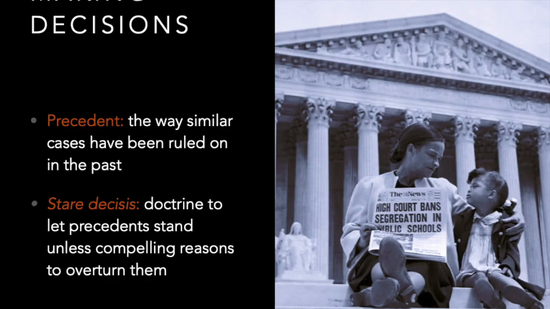Okay, moving on. Here's how the Supreme Court goes about making their decisions. They really try to rely on what's called precedent. Now, precedent is the way that similar cases have been ruled on in the past. In other words, court cases are built around the idea that if a court has ruled one way in a similar case, then it needs to continue to rule that way.